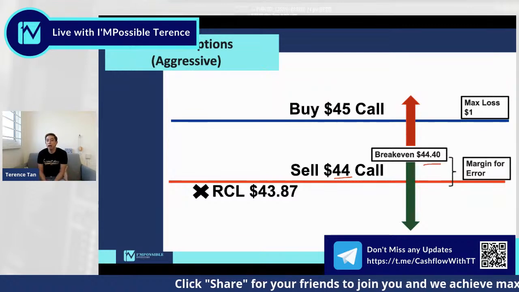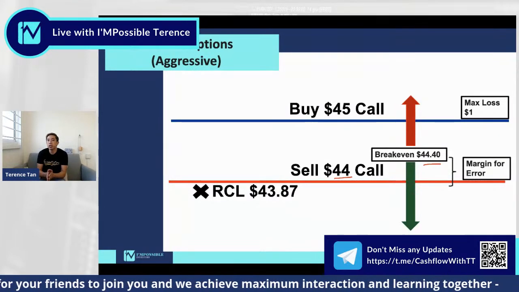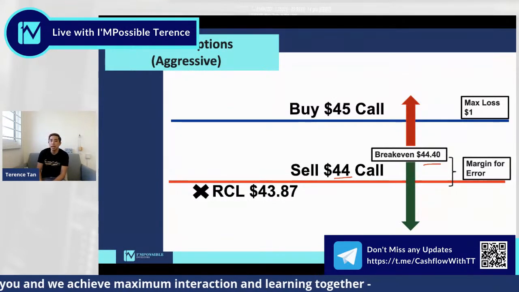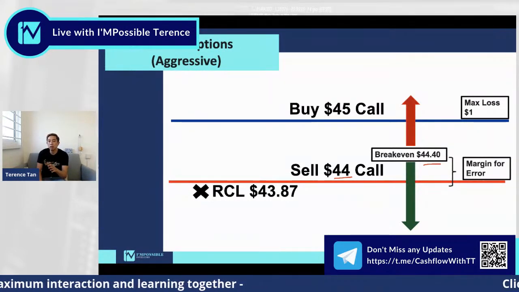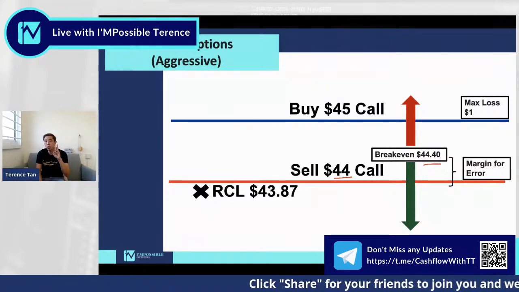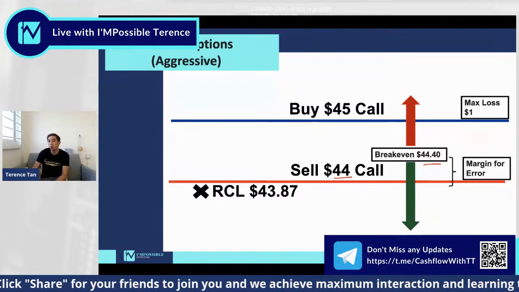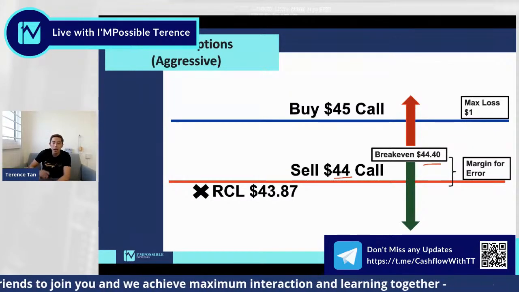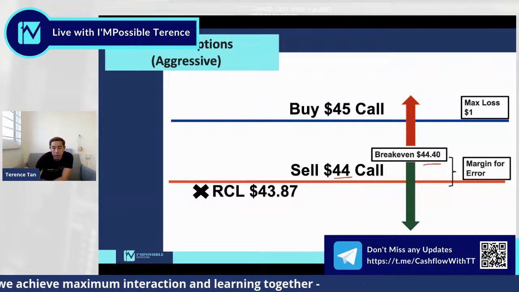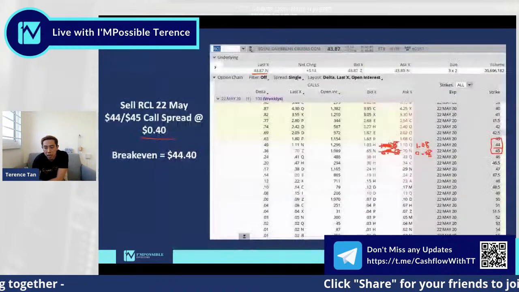Right, so let's say I'm willing to risk only $1, or $100, on each contract that I'm selling. I'm going to look to structure a $1 strike difference between the two call options. If I'm willing to accept $2 in max loss, or $200 for one contract, then I'll be looking at a strike difference of somewhere around $2 between the strikes.